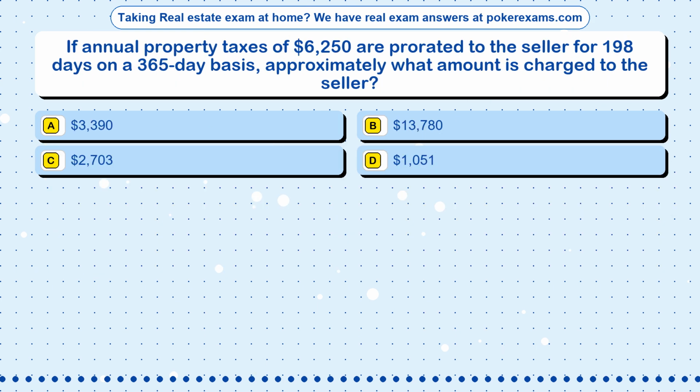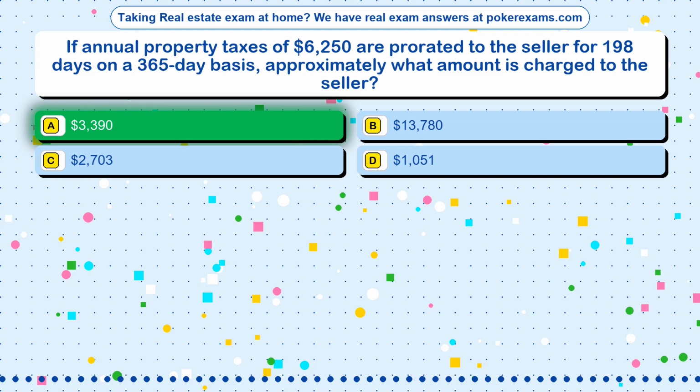Question 81. If annual property taxes of $6,250 are prorated to the seller for 198 days on a 365-day basis, approximately what amount is charged to the seller? Option A, $3,390. Option B, $13,780. Option C, $2,703. Option D, $1,051.